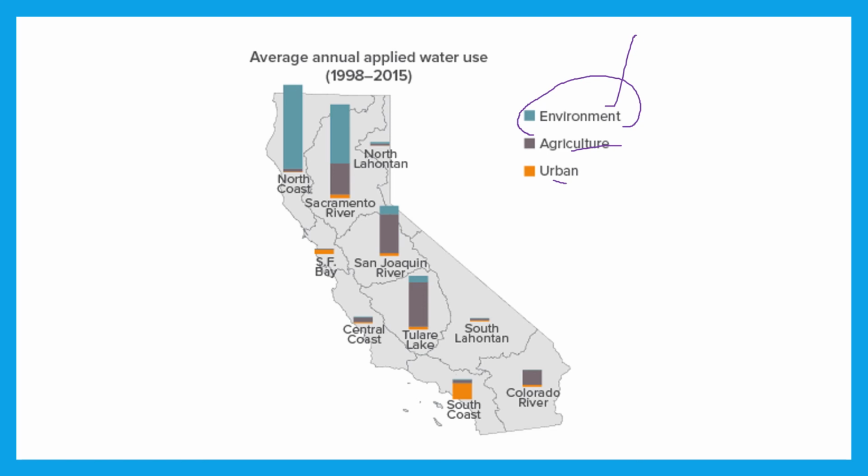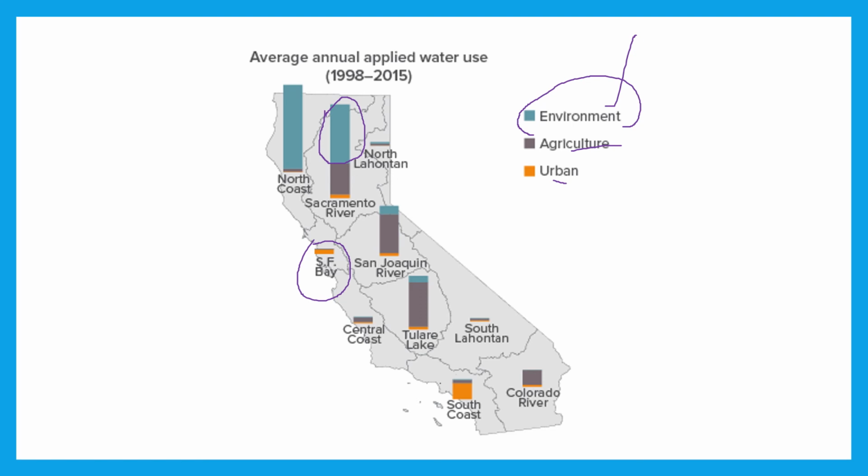So if you look at, here we've got Sacramento, there's a little fraction for urban people in their homes and industry. And there's definitely some agriculture in the Sacramento area. But look at environment. So this is water that they need to make sure is in the Sacramento River, that they don't mess with, that they make sure is there for the Sacramento River and the Delta and all of that. The San Francisco Bay is kind of interesting. There's very little to no agriculture. It's just really urban uses. Well, that was kind of interesting.